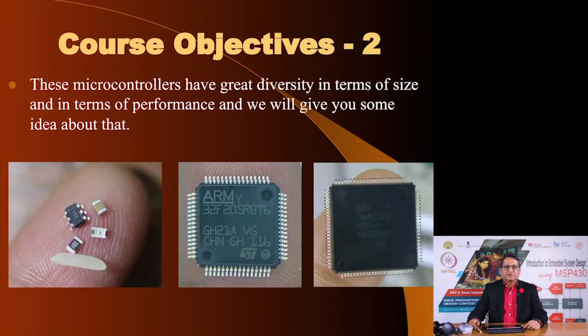Then we will do details of how the embedded computer is implemented. There are many ways of implementing the embedded computer. One of the popular methods is using a microcontroller. Microcontrollers are nothing but it is like a complete computer on a single chip. These microcontrollers have great diversity in terms of size and in terms of capabilities, that is their performance. In this slide you can see 3 examples of microcontrollers, one which is smaller than a grain of rice, and the rightmost example is something which is about 1 square by 1 square inch in size.